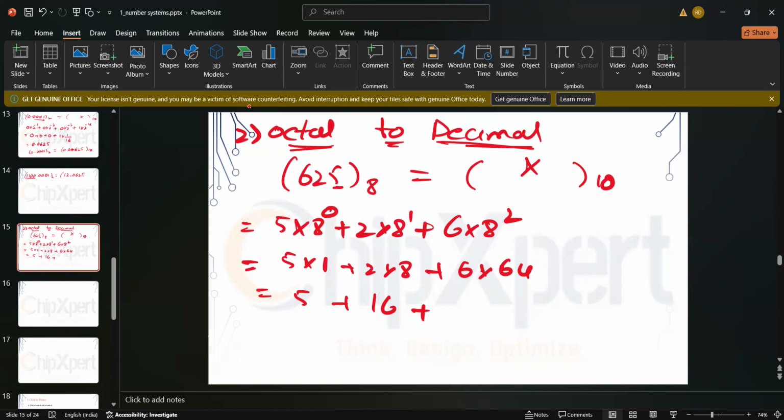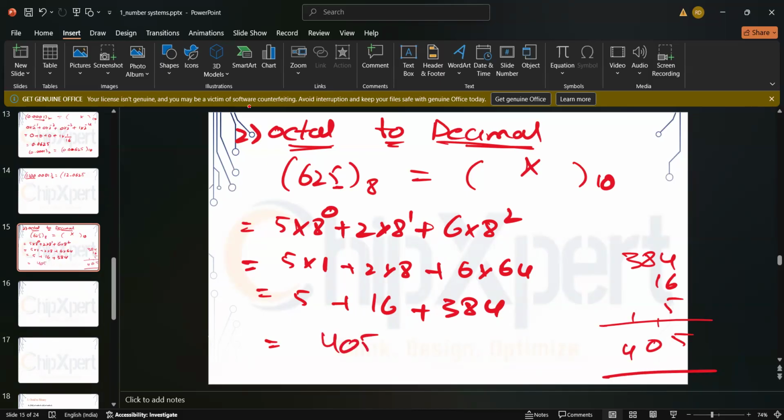64 into 6 will get 384, right? 384. That means 384 plus 65, what was the value you'll get? 405. So the representation of 465 of octal number in decimal format is 405 of decimal number. So like this we are going to convert octal number to decimal conversion.